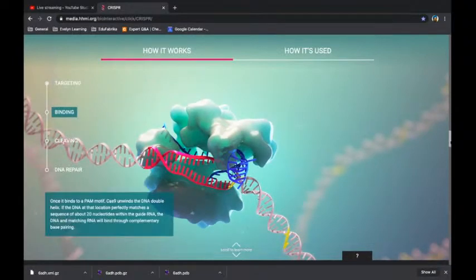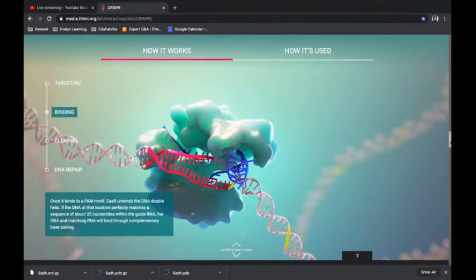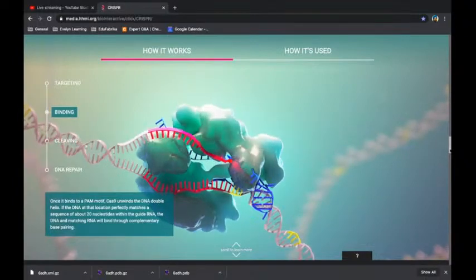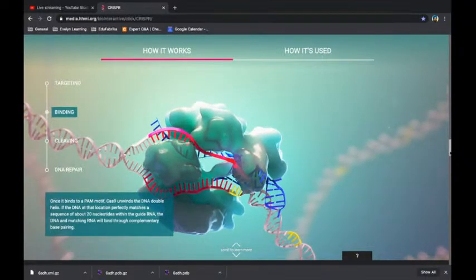So here, once Cas9 is bound to the PAM motif, it unwinds the DNA molecule. And if the DNA at the location perfectly matches the sequence of about 20 nucleotides of this gRNA, guide RNA, the RNA will bind through complementary base pairing. So it starts making complementary base pairing after attaching, so its binding is happening.